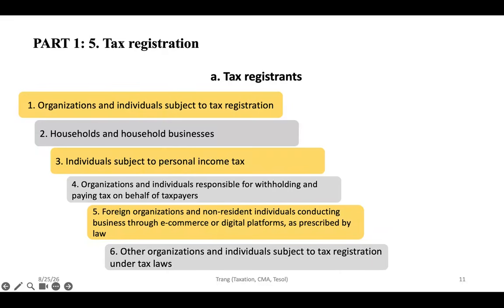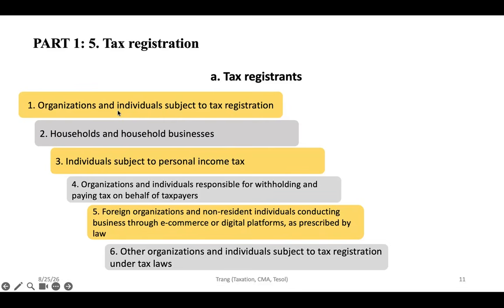Let's move on to the next topic in part 1, which is tax registration, especially focusing on tax registrants. These are the entities and individuals who are required by law to register for a tax identification number in Vietnam. As you can see on the slide, the law categorized them into 6 main groups.